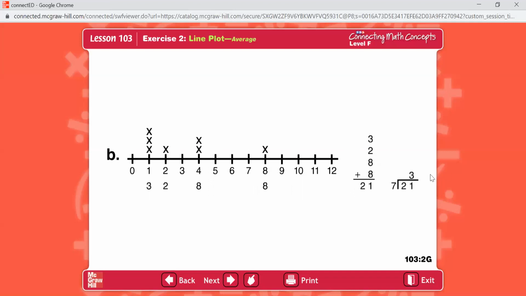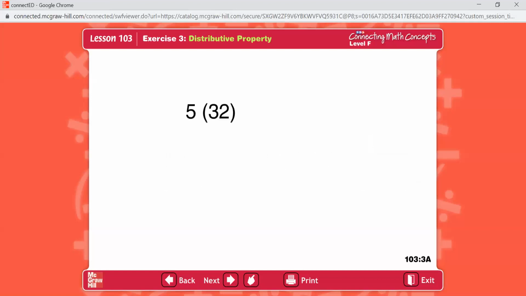Moving on to distributive property. When you work multiplication or division problems, you work problems for the tens and problems for the ones. I'll repeat that. When you work multiplication or division problems, you work problems for the tens and the problems for the ones. Here's 5 times 32. We can write 32 as 30 plus 2.